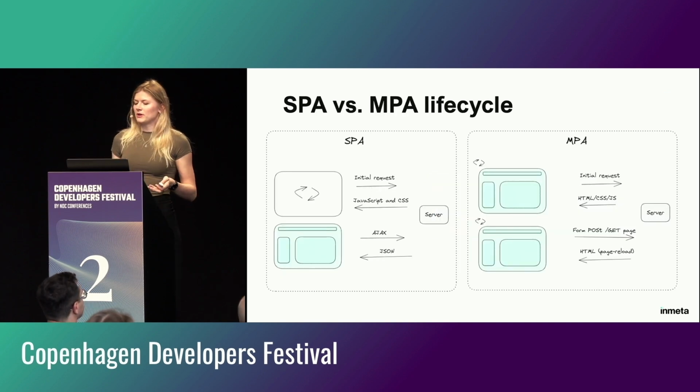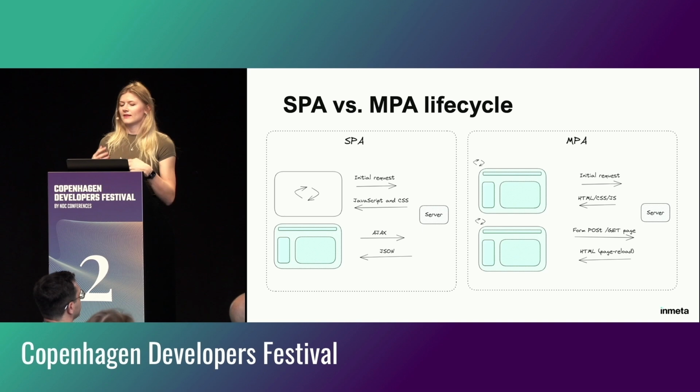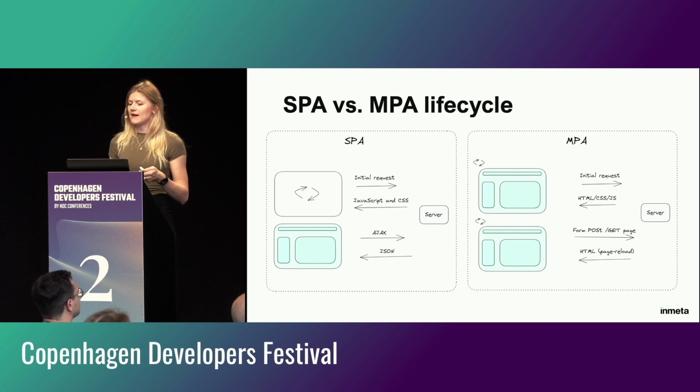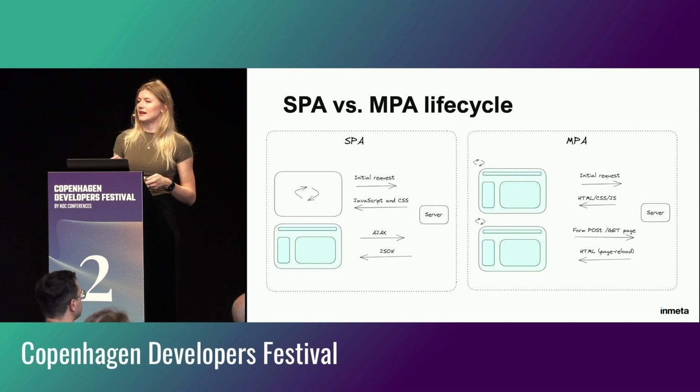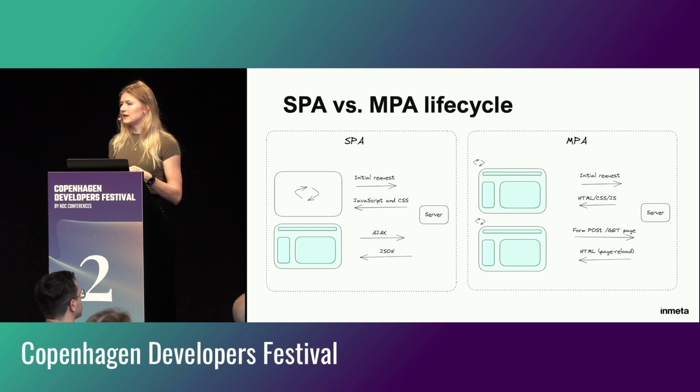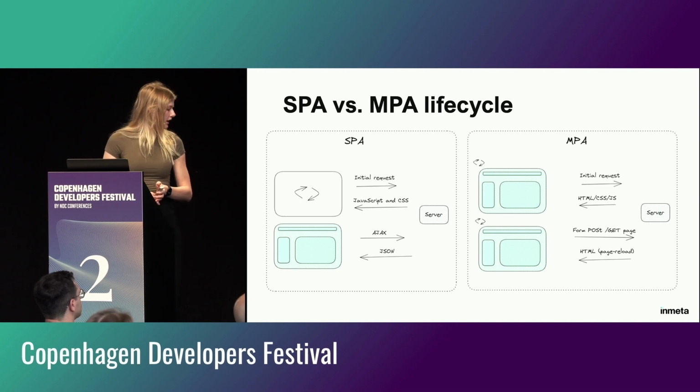So the key difference between a SPA and an MPA is that in a SPA, everything loads initially, and then only data in JSON format is requested for making updates, whereas in an MPA, the entire page reloads per request.